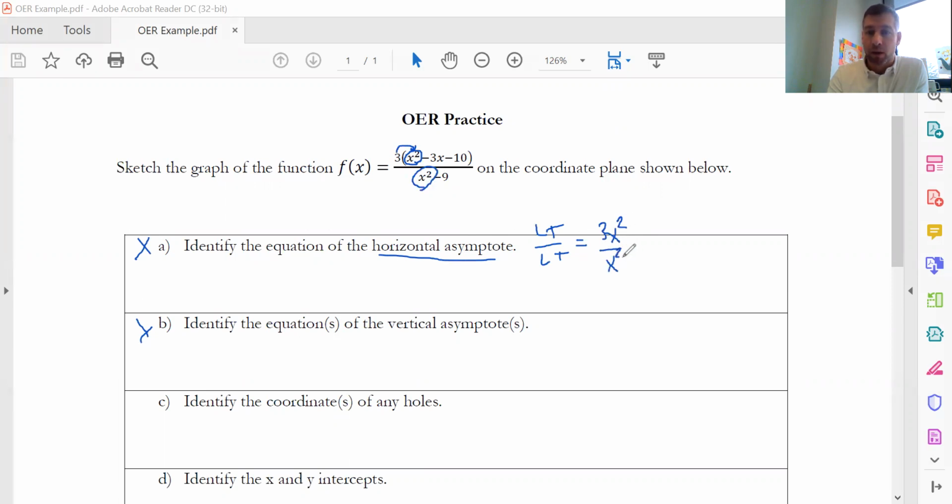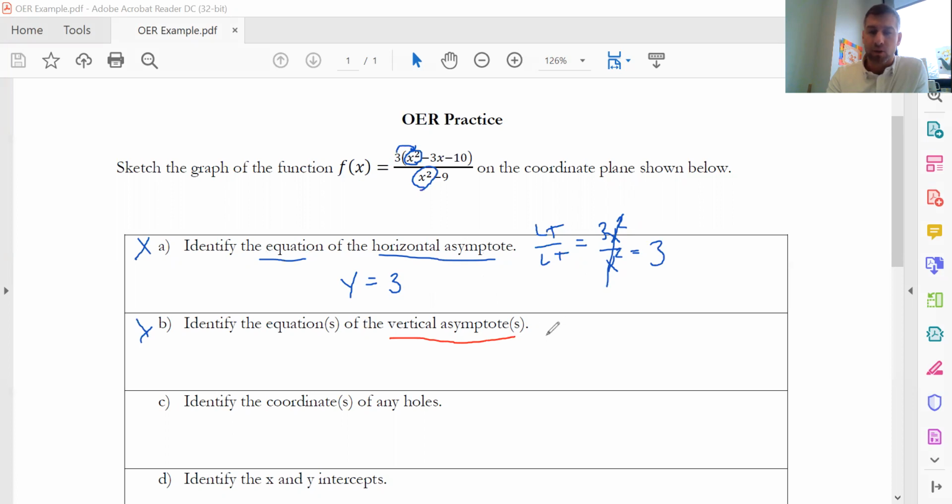And you remember that you reduce these, right? If they're the same, they're going to cancel out. And what we're left with is 3. So our horizontal asymptote is going to be at 3. And any horizontal line is defined by y equals. Horizontal asymptote at y equals 3. I've got the equation.